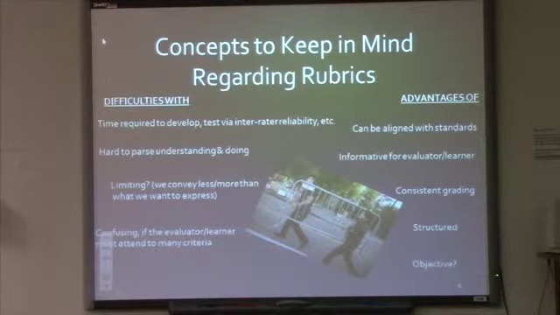They can be confusing if the evaluator or the learner attend to too many criteria. So your rubric has to be specific enough to elicit certain behaviors so you can be able to score it or understand what your student knows and can do. But having so many might throw that learner off. It also might throw you off.